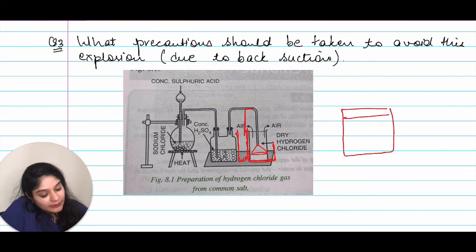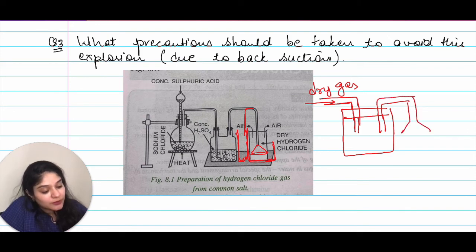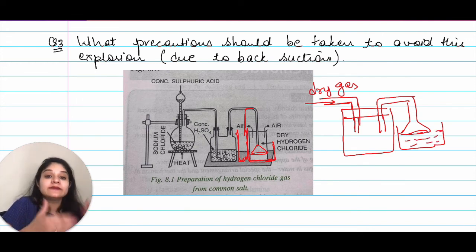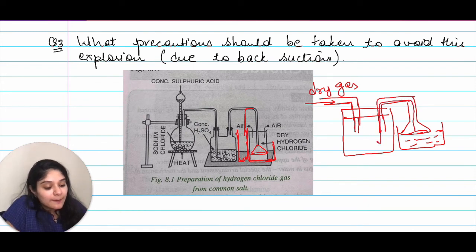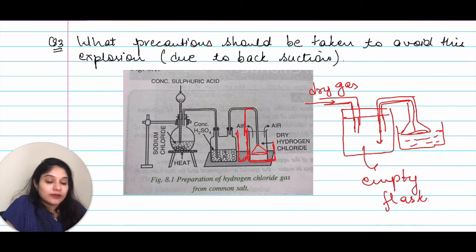It will have two openings. One will be coming from concentrated H2SO4. This will have your dry gas. And then from here you will have connected the inverted funnel arrangement like this. So what would happen in this case is, even by chance, if some back suction occurs, that water will rise up and come back into this empty flask. So if in the exam they ask you what precaution should be taken to avoid the explosion due to back suction, we introduce an empty flask.